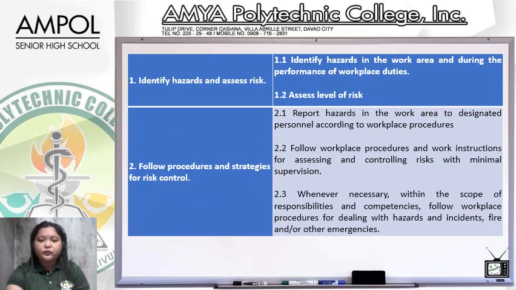Here we have the first and the second table. In the first table, we have identify hazards and assess risk. We have to identify hazards in the work area and during the performance of workplace duties, and also assess the level of risk. The second one is follow procedures and strategies for risk control. We have three: report hazards in the work area to designated personnel according to workplace procedures; follow workplace procedures and work instructions for assessing and controlling risk with minimal supervision; and third, whenever necessary, within the scope of responsibilities and competencies, follow workplace procedures for dealing with hazards and incidents, fire, and or other emergencies.